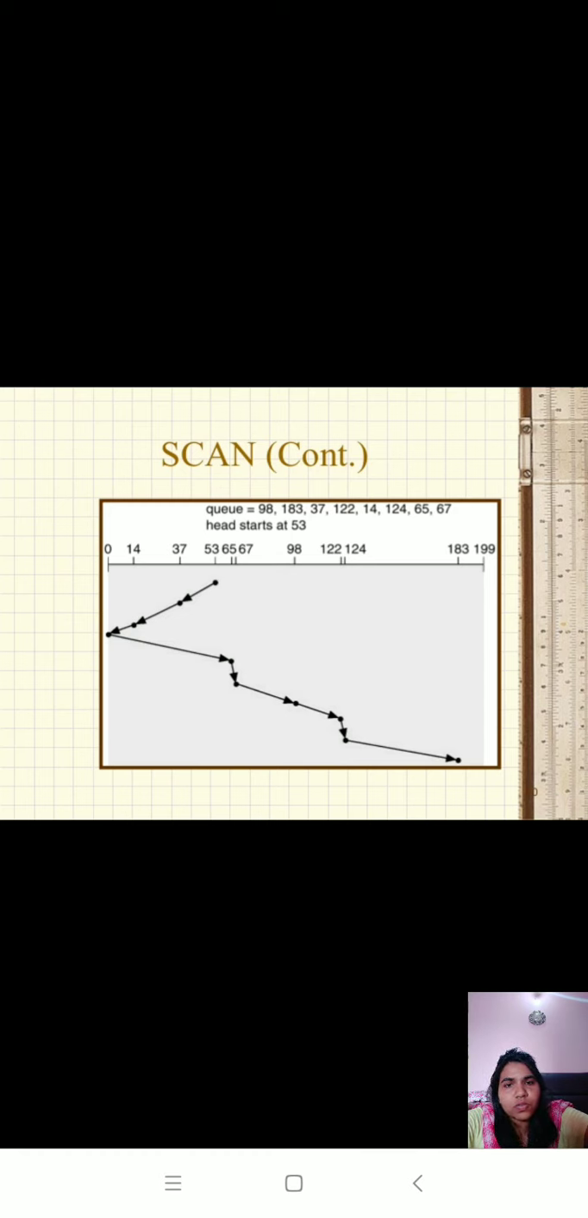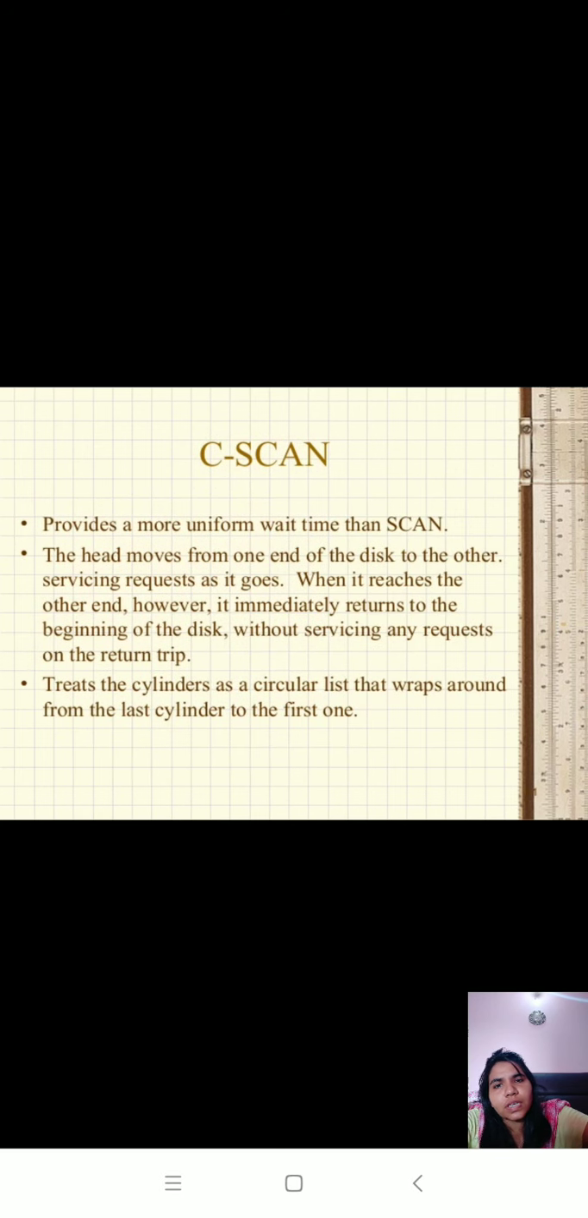So this is the big difference in SCAN, and you have to study about CSCAN also. I want to clear this up, so don't be confused. You only have to see this problem one or two times, and then you can easily understand what is happening.